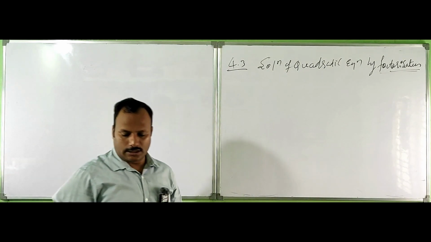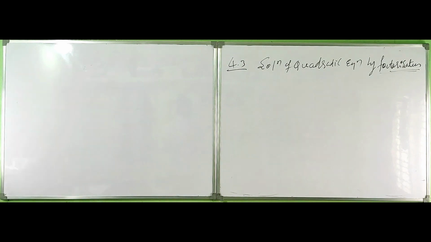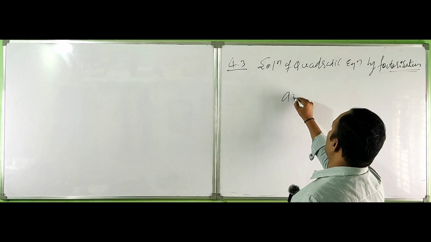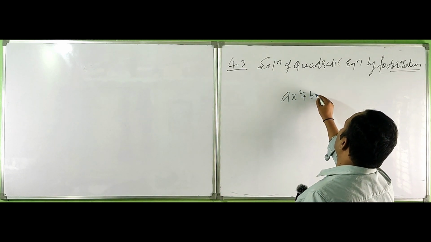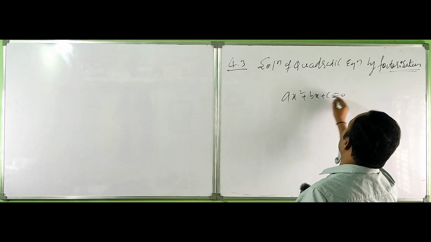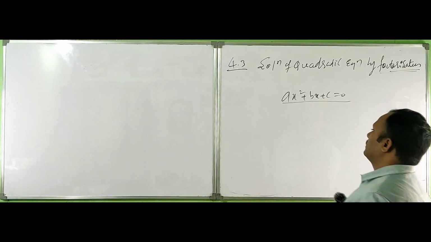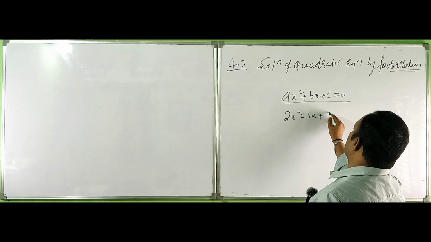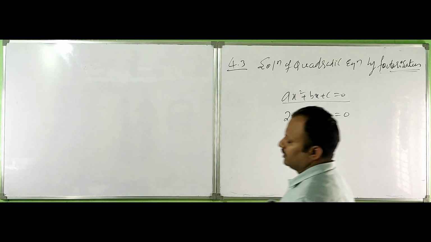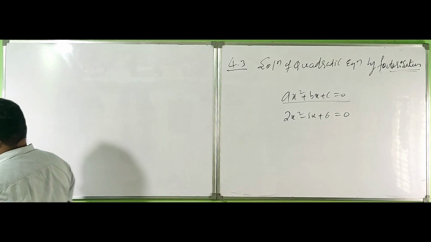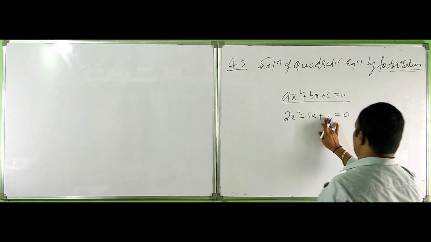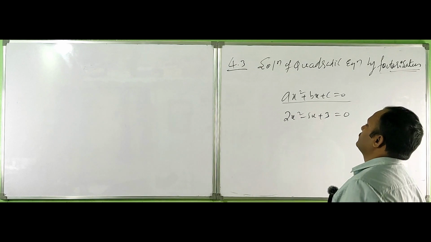The general equation you already know. General equation is what? Ax square plus bx plus c is equal to 0, no? Okay, let's take an example from the book: 2x square minus 5x plus 3 is equal to 0.